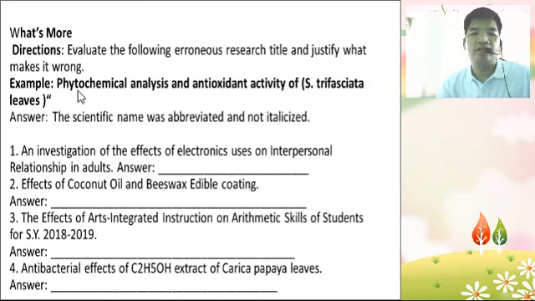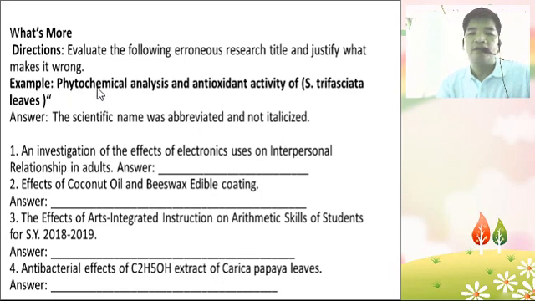Okay, so we have here an exercise. The title is "What's More?" Directions: Evaluate the following erroneous research titles and justify what makes each one wrong. So may apat na title ng research dito. Let us evaluate what makes it wrong, and then we have to give our answer.